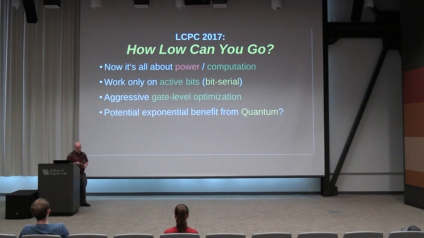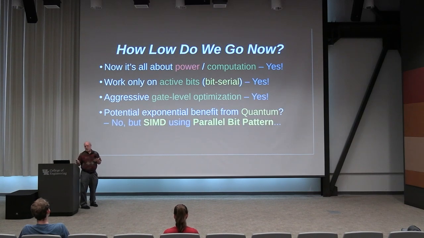And what happened with that? Well, fundamentally, what we got was that, yes, people now realize it's all about power per unit computation. Working on active bits only, yes, we can do that. There are various tricks for that. Bit serial computation, which used to be done before people could afford to have wide ALUs, is actually pretty straightforward technology. We know how to do that. The gate level optimization, we've developed a lot of compiler technology for that. It turns out it's not too bad.